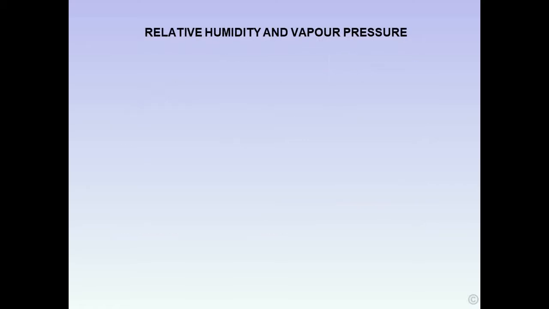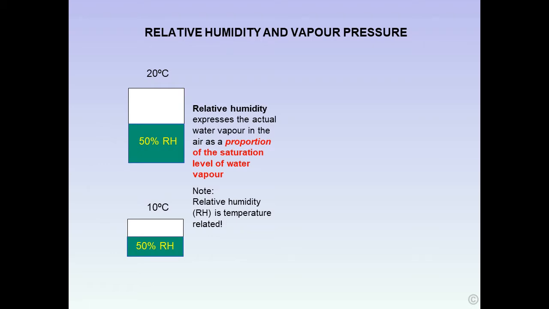And continuing with relative humidity and vapour pressure, relative humidity, as we mentioned earlier, is a proportion. And note that relative humidity is temperature related. So if we imagine the air as a bucket, the warmer the air, the bigger the bucket, and therefore potentially more water vapour it can retain. Similarly, the colder the air, the smaller the bucket. And we can see that in this diagram.